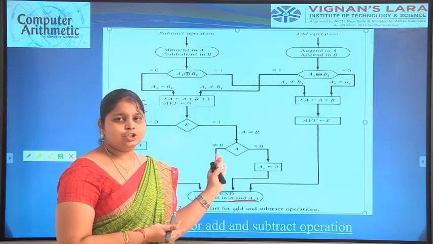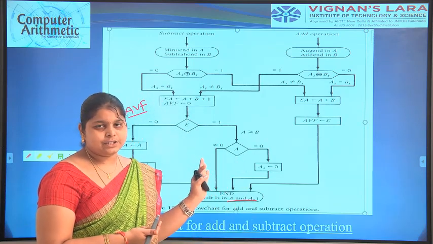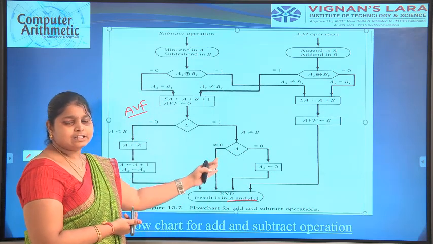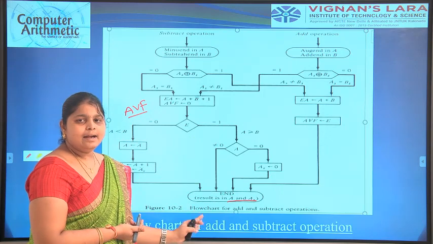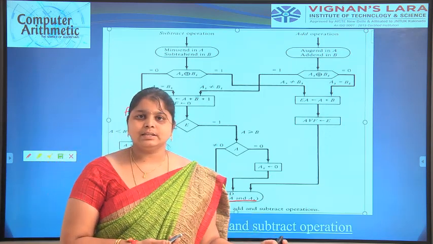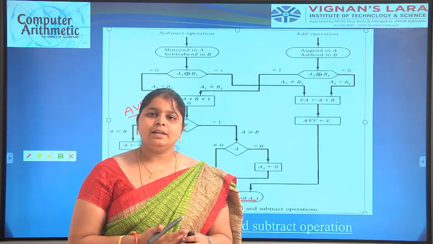This is the final flowchart for the addition and subtraction operations. Here, A less than B and A greater than B. The final result will be stored in the A and AS registers. This is for today's class. In the next class we will discuss the multiplication and division algorithms.